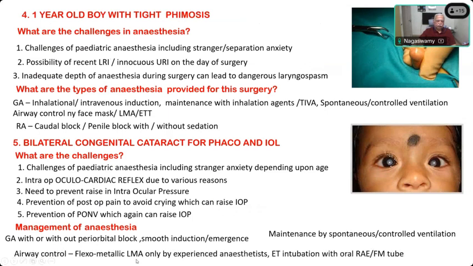Airway can be managed with a flexometallic LMA, which is usually done only by experienced anesthetists, or you have to go for ET intubation with an oral RAE or flexometallic tube, because a normal portex tube will be jutting out and may get kinked by the drapes and coverings. So it is better to use a flexometallic or an oral RAE tube which will lie flush with the chin, so that there will not be any obstruction. So these are the points that you have to remember for cataract.